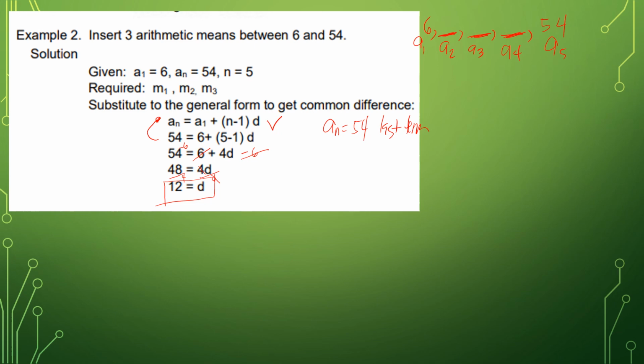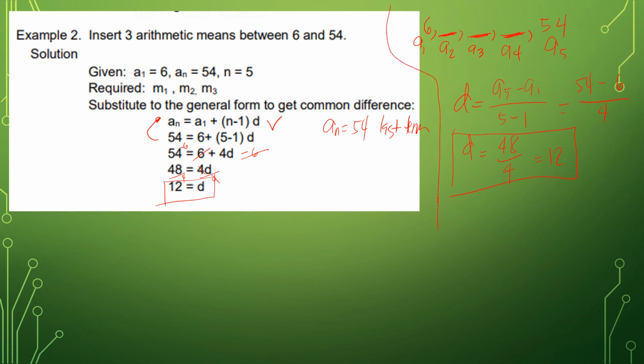We can also use the method from earlier, the D given two non-succeeding terms. So we have here a sub 1 and a sub 5. So a sub 5 minus a sub 1 over 5 minus 1. So our a sub 5 is 54, a sub 1 is 6, 5 minus 1 is 4. D is equal to 54 minus 6 is 48 divided by 4 is equal to 12. So D is equal to 12. This is the second method in finding D.